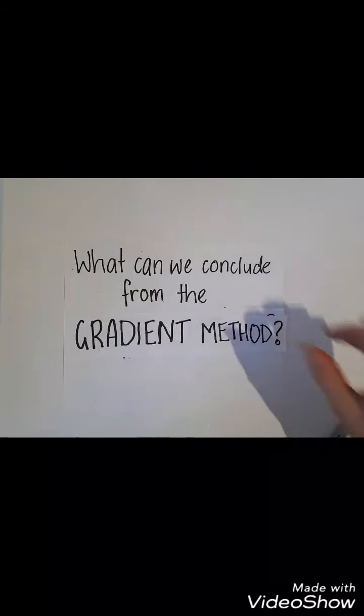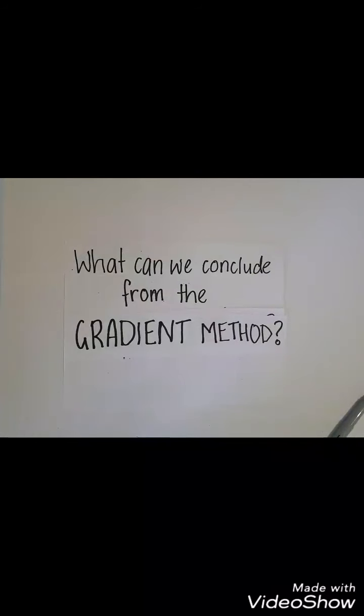What can we conclude from the gradient method? John. The gradient is constant for each triangle, which means the ratio is constant regardless of the side lengths. Is there anything else we can say about the gradient method? Amy. Gradient is the ratio of rise over run.